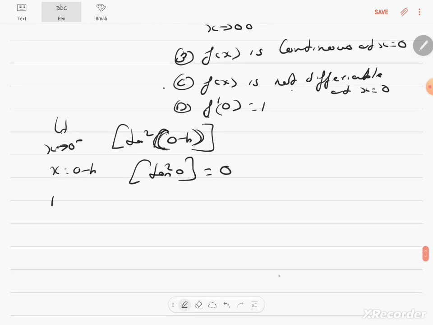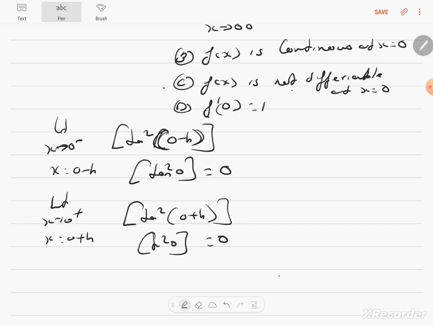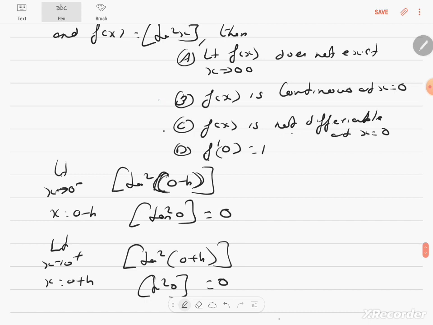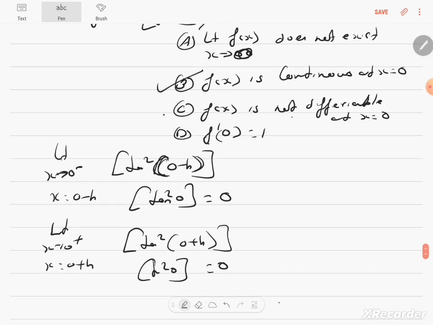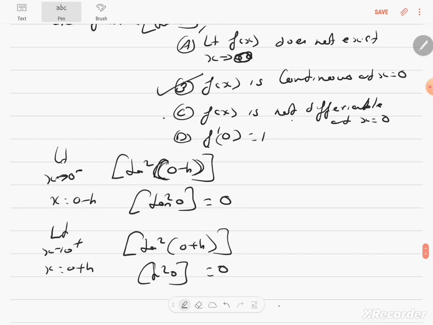Let's do the right hand limit of x tends to 0 from the right. So x is equal to 0 plus h in that case. So greatest integer function of tan square 0 plus h, and 0 plus h is just 0 again. Tan square 0, greatest integer function of it is again 0. Therefore left limit is equal to right limit, and therefore it's continuous. F of x is continuous at x is equal to 0 is the right answer. Limit of f of x does not exist at x is equal to 0? No, it exists, we just saw it. So that's B is the right answer.